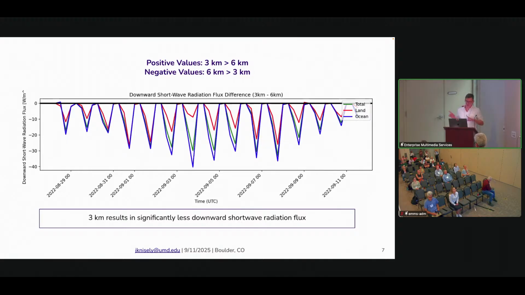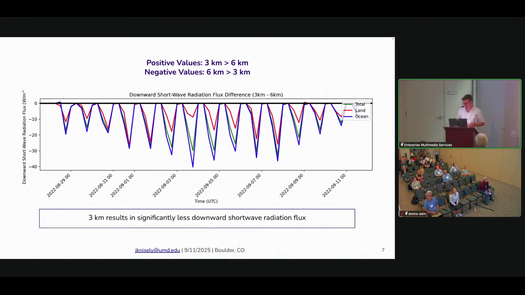And so in particular, we're going to look now at downward shortwave radiation flux at the surface. Now this is a diff plot, again. Positive values here mean that the 3 kilometer configuration has higher values, and vice versa for negative values. We split it up land, ocean, total. And you'll notice immediately that all of these values are negative. The 3 kilometer results are resulting in significantly less downward shortwave radiation flux. And I do mean significantly. Some of these watts per meter squared values are pretty big.